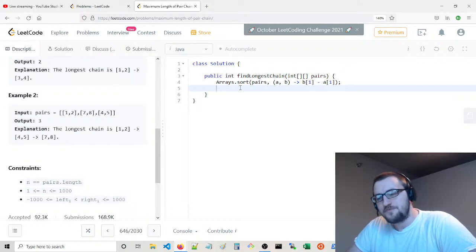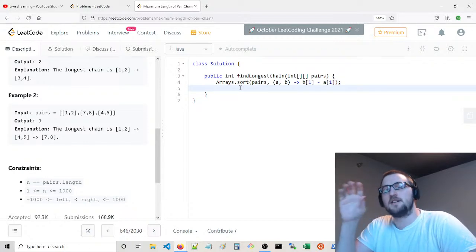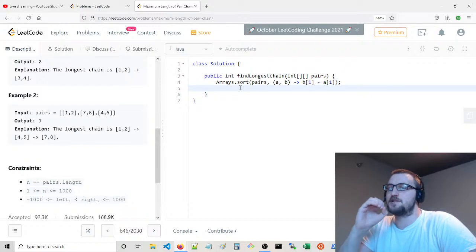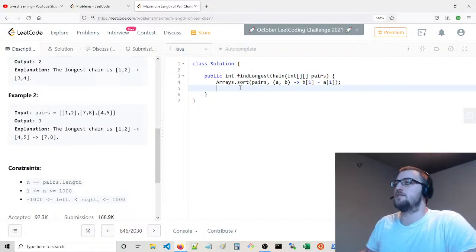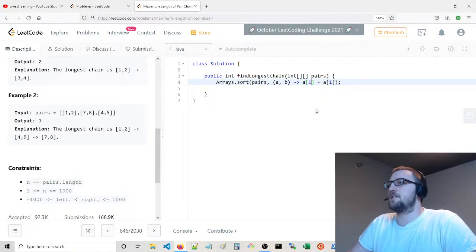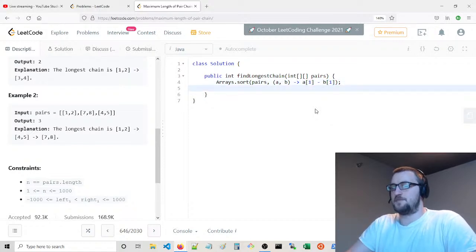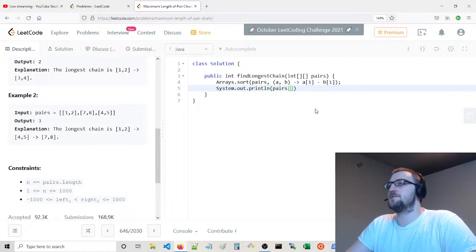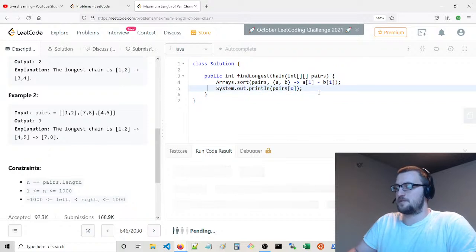But if you do it this way, you're going to compare A and B. A is less than B if you return a negative number for your three-way comparison. They're equal if you return a 0. So I think you do A1 minus B1. If you do that, then you just System.out.println pairs of 0. I don't know what this is going to print, by the way. This won't compile.